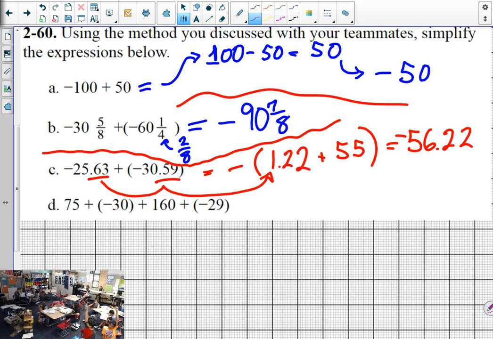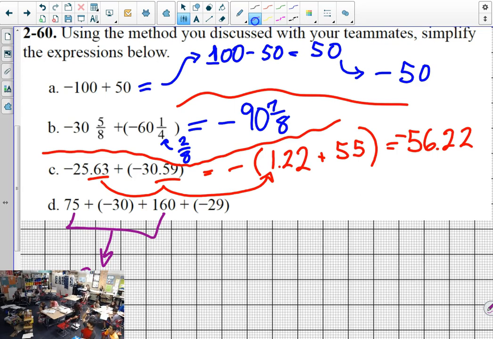On D, Mina, how do we do D? Or what's going on? Okay, so I would put the two negatives together and add the two positives together. So I'm gonna put good guy with good guy and bad guy with bad guy. So good guy with good guy, how much good power is here? 175.